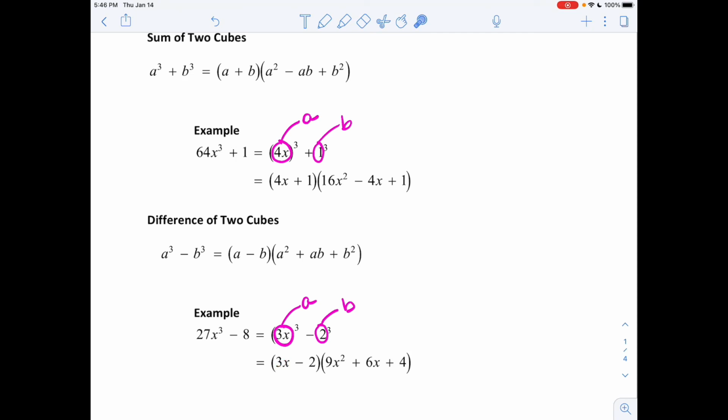So I have 3x minus 2 to account for a minus b. 9x squared is 3x, and then square it, so 3 squared is 9, and then x squared. A times b is going to be 3 times x times 2, 6x, and then finally 2 squared is 4.